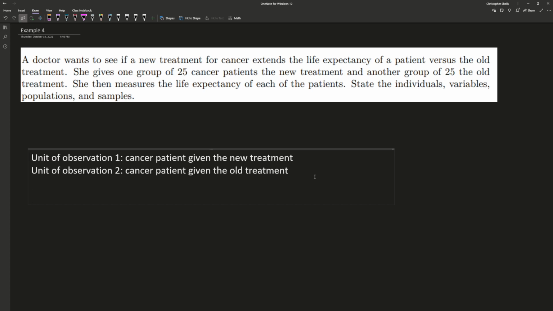After this, anything I give the number 1 is going to match up with this first unit of observation, the new treatment. And once I give it a number 2, it's going to match up with the unit of observation number 2, the old treatment. So our first variable, our variable for the new treatment, is going to be the life expectancy when given the new treatment. Because this is a number, this is quantitative data.